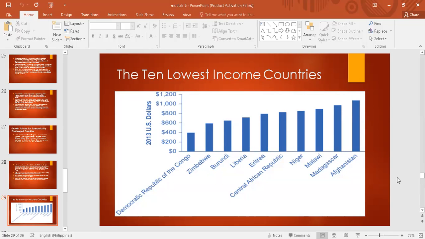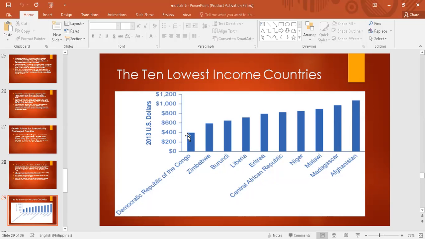Then, ito po yung details natin sa mga 10 lowest income countries natin. Kung mapapansin nyo, ito pong nandito sa gilid, the dollars, 2013 US dollars. This is the income per person annually. Okay? Ang pinakamababa ng income ng isang tao doon sa isang taon ay umaabot lamang ng $400.